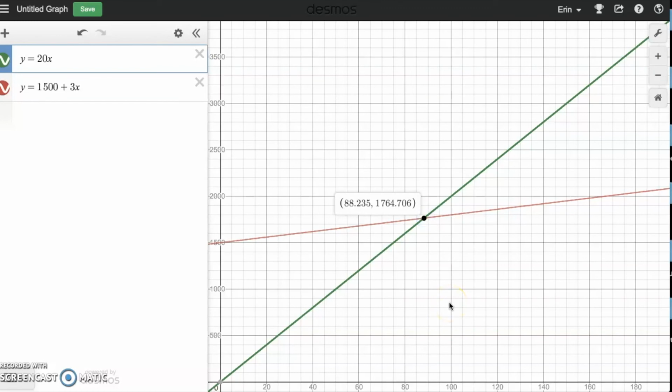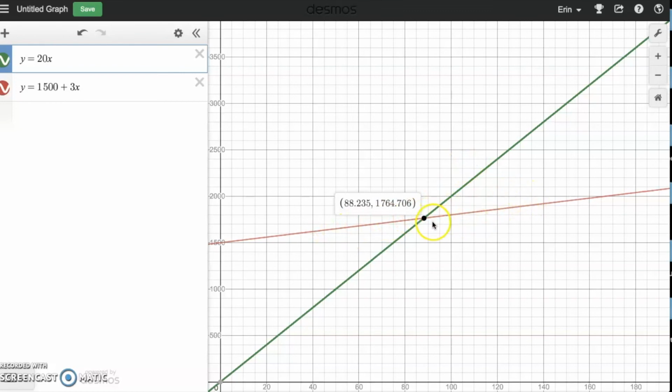And it is 88.235 t-shirts and $1,764.71. Now, obviously, we need to interpret this. The break-even point is a partial t-shirt. So in reality, I would need to sell 89 t-shirts to break even, meaning after that point, the amount of money coming in would be more than the amount of money going out.